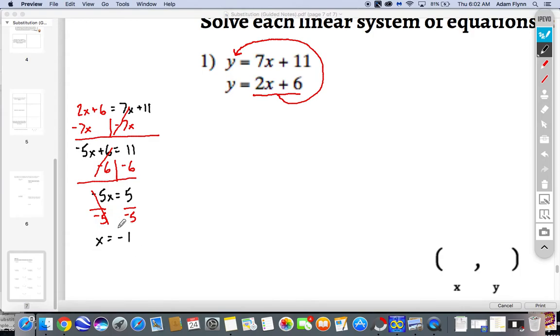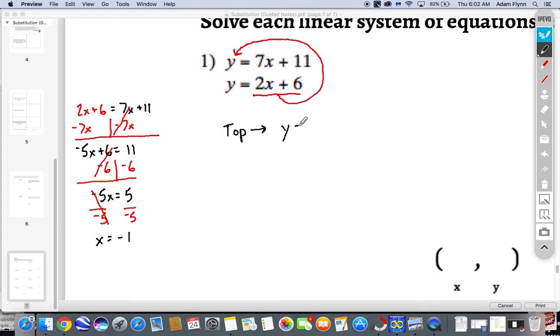Okay, so now that I know what one of my variables is equal to, so I know x equals negative 1, I can pick either the top or bottom equation, substitute negative 1 in for x, and solve for y. So how about I take my top equation? Again, it does not matter which one you pick. You will get the same answer if it has been done correctly.